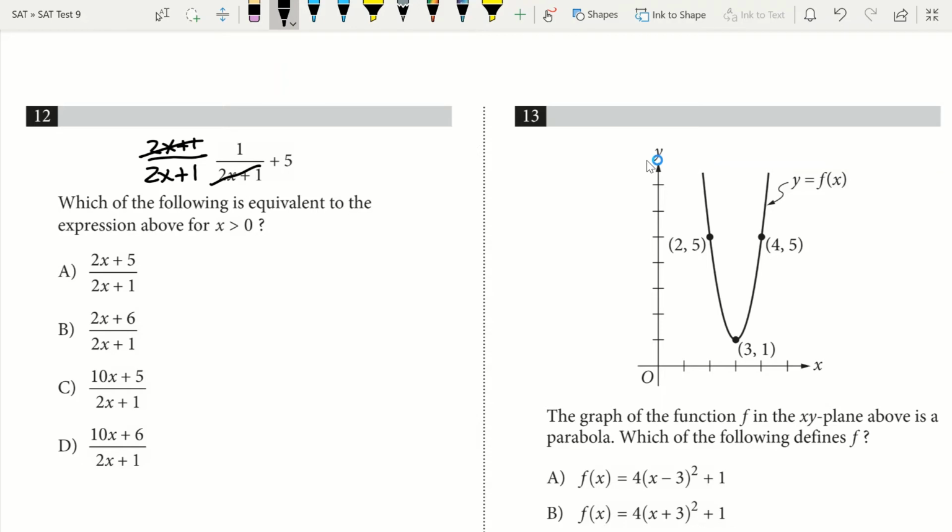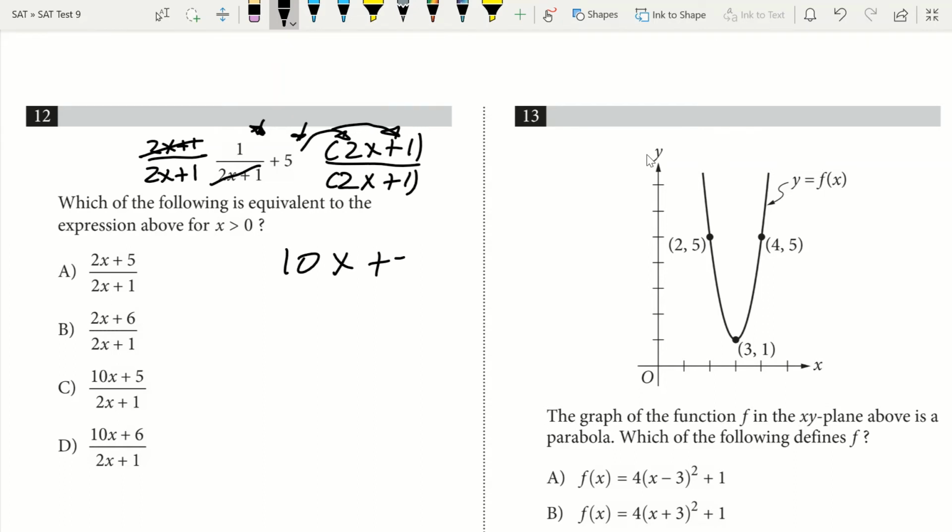But what I do to this 1 over 2x plus 1, I also have to do to this 5. So that means I also have to multiply my 5 by (2x plus 1) over (2x plus 1). And when we do that, we get a common denominator, which will allow us to add these. So now we have a common denominator in this 2x plus 1. So when I multiply my 5 by this 2x plus 1, that gives me 10x plus 5.